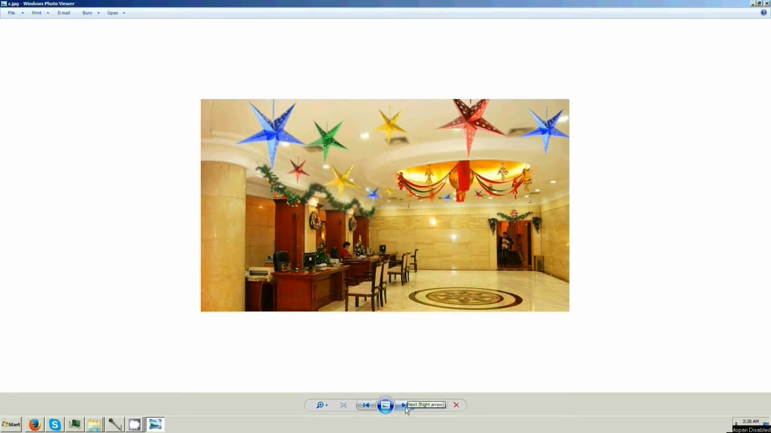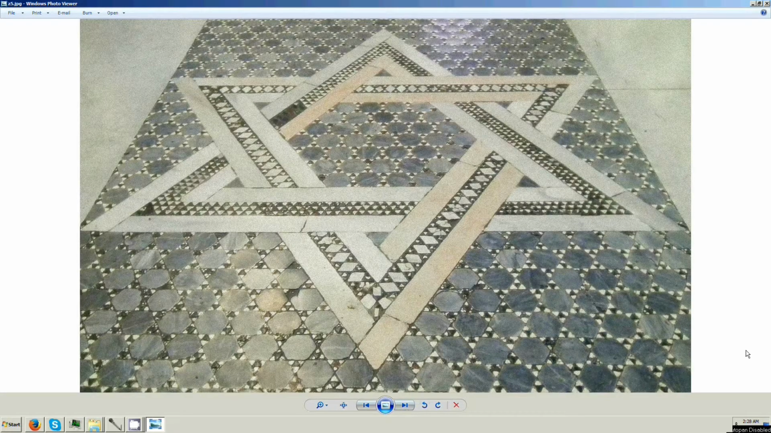Another symbol you've seen in many places is the six-pointed star, or the hexagram.